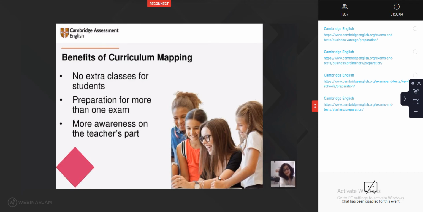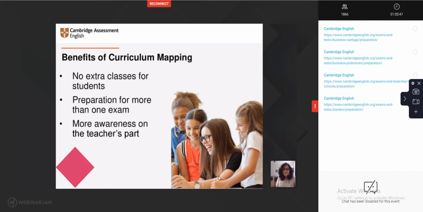Let's look at some of the takeaways, some of the benefits of curriculum mapping. I hope I don't have to convince you that curriculum mapping opens up a whole new world of possibilities, because your students can actually take an international exam and they can be certified internationally. They can have a certificate which acknowledges their language proficiency and which has a global recognition without putting in any phenomenal additional effort. So there are no extra classes. Neither does the teacher invest that much, nor does the student burn out too much.